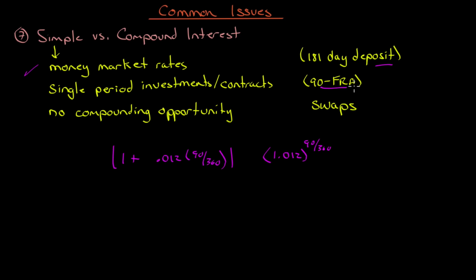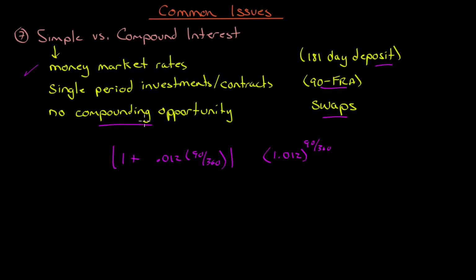So simple interest only. And in instruments where there is no compounding opportunity, for example, swaps, if you have quarterly resets or semi-annual resets, well, you don't reinvest back into the swap. There is no reinvestment into it. It's simply just the interest for that period, and then you go off on your merry way, and that's it. So if you can remember those rules: money market rates, simple interest; single period investments or contracts, simple; and no compounding opportunities, use simple, and use compounding for everything else.